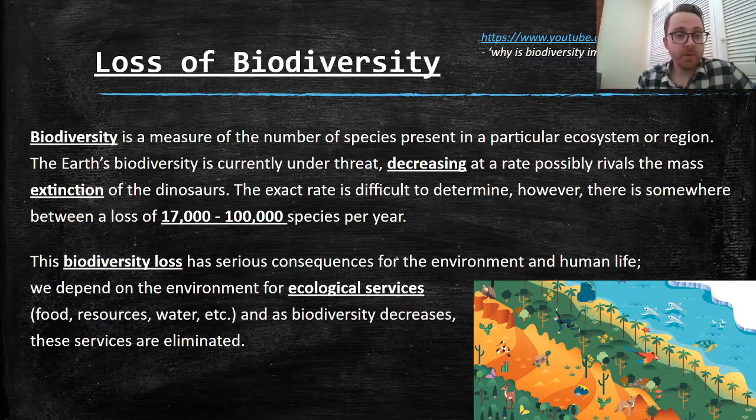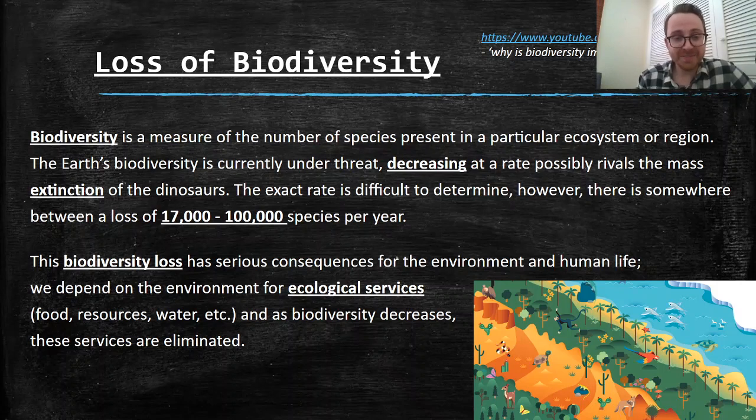The Earth's biodiversity, however, is currently under threat, decreasing at a rate that possibly rivals the mass extinction of the dinosaurs. The exact rate is difficult to determine. However, we are currently losing somewhere between 17,000 to 100,000 species of animals and plants per year, which is a pretty astounding number. This biodiversity loss has serious consequences for the environment and for human life.